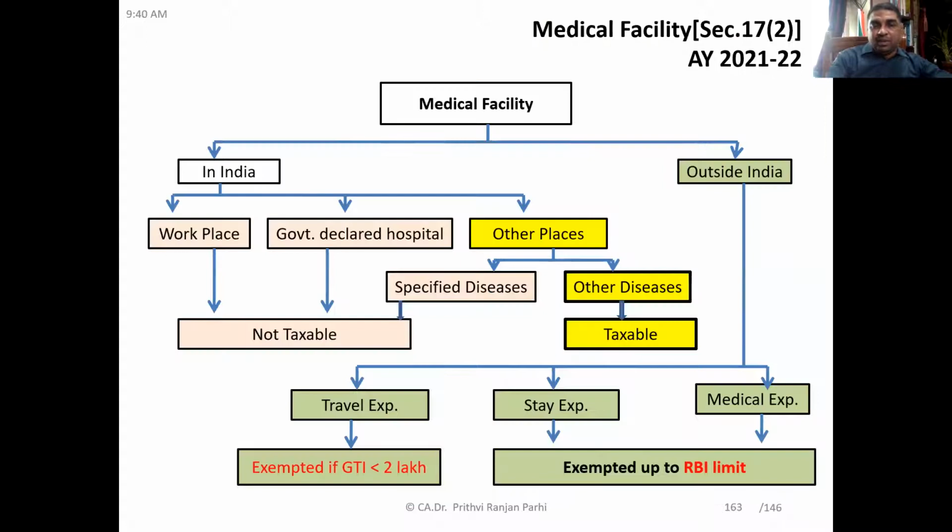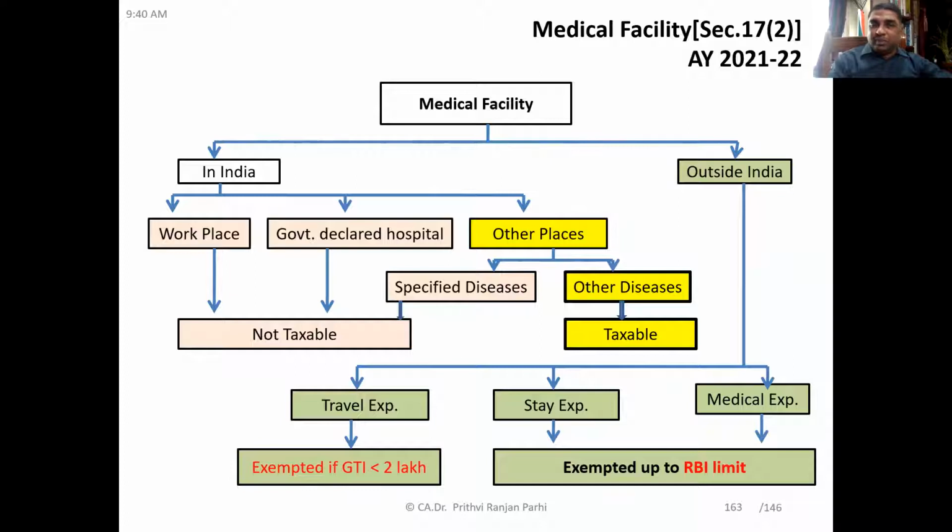Now, if it is at other places, but for some other diseases, not those diseases which are listed in that rule, then it is fully taxable. Other places and for other diseases, then it is taxable. I think this concept is clear.